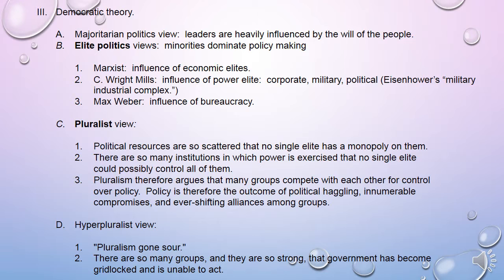Okay? The next is the pluralist view. Pluralist. Political resources are so scattered that no single elite has a monopoly on them. So, in other words, there are all sorts of different types of groups at play. There are so many institutions in which power is exercised that no single elite could possibly control them all. Imagine if you are a company, you have to deal with perhaps the Department of Energy and the FAA, and all of a sudden you're dealing with 5 or 6 different organizations.